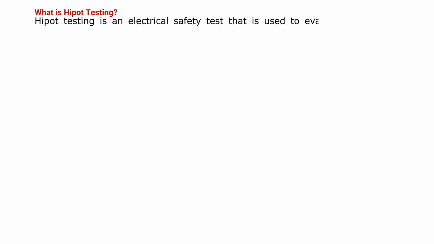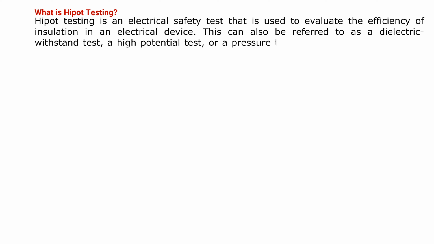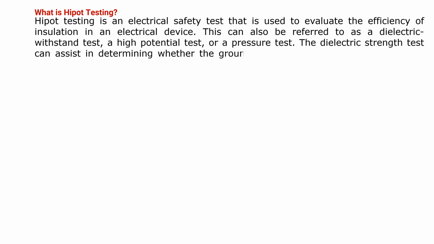What is Hipot test? Hipot testing is an electrical safety test that is used to evaluate the efficiency of insulation in an electrical device. This can also be referred to as a dielectric resistance test, a high potential test, or a pressure test. The dielectric strength test can assist in determining whether the ground wall can withstand a higher voltage condition.